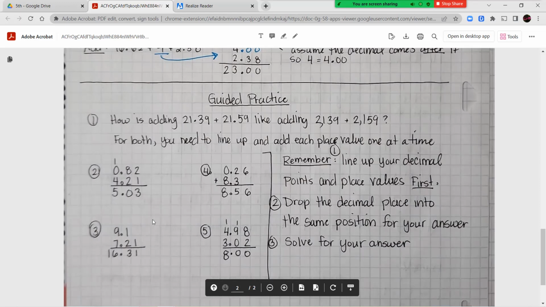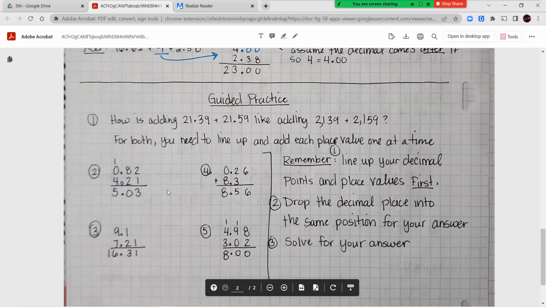For number 3, we're adding 9 and 1/10 plus 7 and 21 hundredths. So again, I'm lined up by place value, but the 9 and 1/10 doesn't have anything in the hundredths place, so I can assume it's a 0 there. So 0 plus 1 is 1. 1 plus 2 is 3. I drop that decimal point into the same spot that it is for my addends, and then 9 plus 7 is 16. Now, since there's nowhere to carry over anything, that whole 16 is going to go at the bottom.